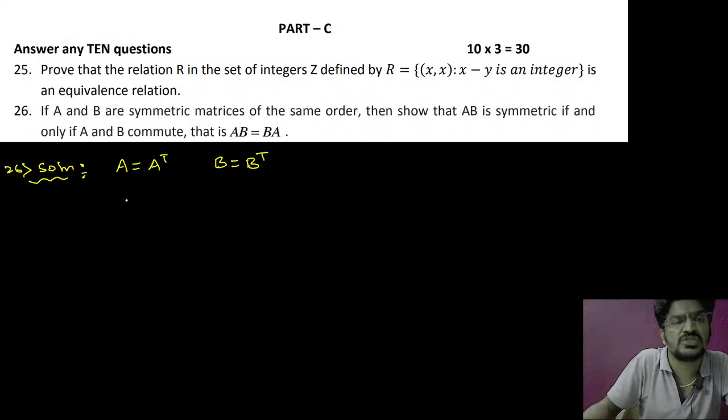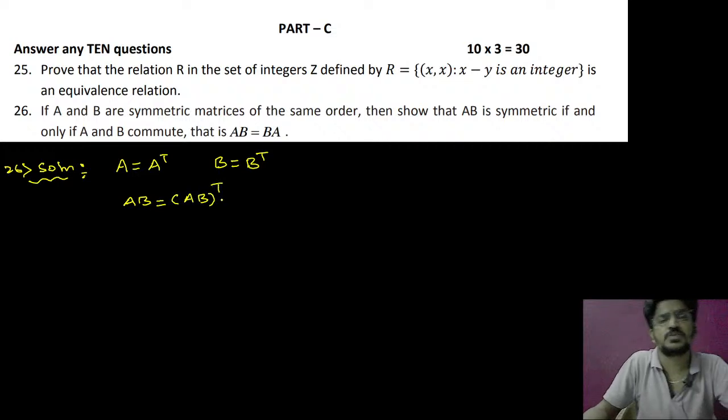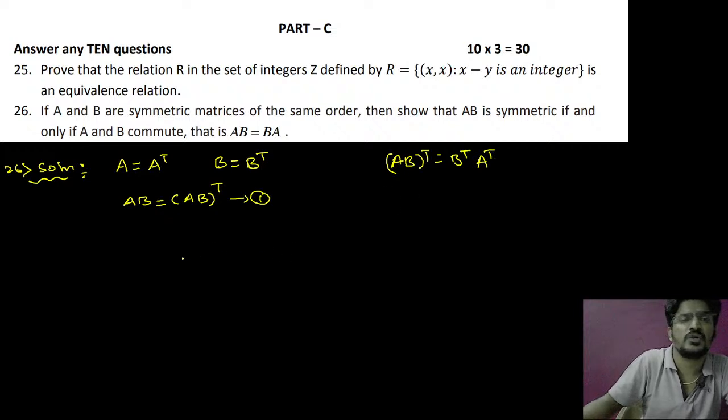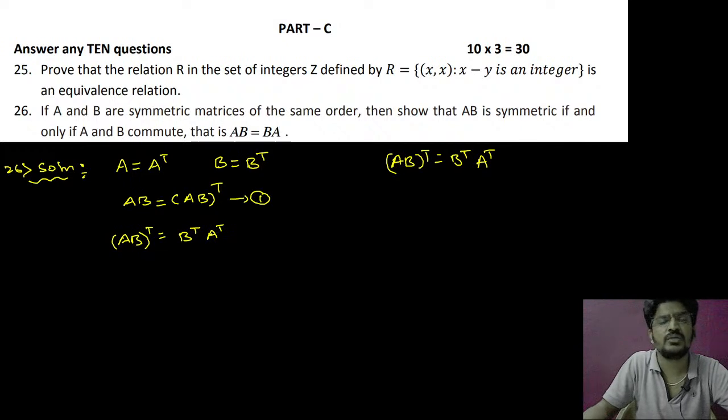Then show that AB is symmetric if and only if AB equal to BA. So my dear students, you see here, if AB has to be symmetric, it has to satisfy AB equal to AB whole transpose. So you take this as equation 1. So we all know that AB transpose is equal to B transpose into A transpose. So that I will use here. So AB whole transpose is equal to B transpose A transpose. This is from the properties of matrices.